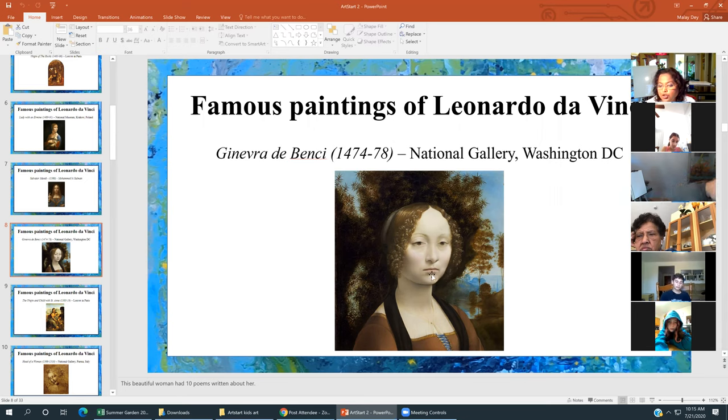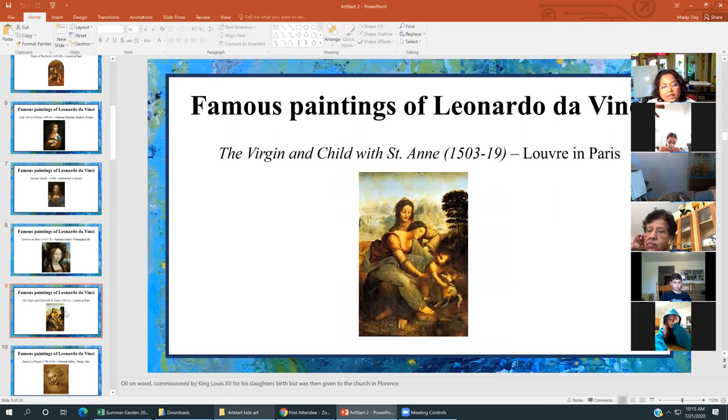this painting. So you'll see a lot of the paintings over the next 10 weeks, and I'll show you where they all are. The way I've showcased it is that I told you the name of the painting, when it was created, and where you can see it. So if you can go to DC and see this painting, make sure you go there and see it, okay? This woman had about 10 poems written about her. She was that beautiful. This is another painting of Vinci.